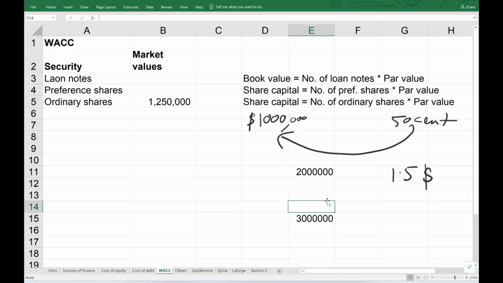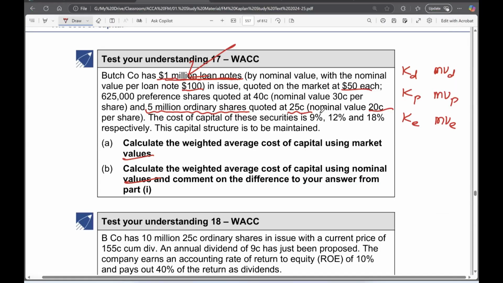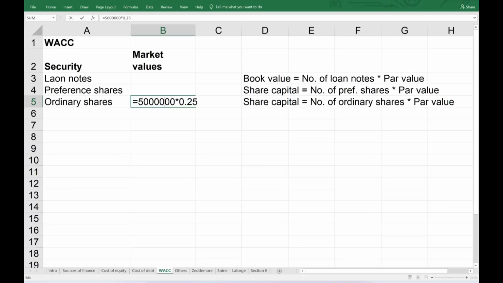Okay, this is a way to find it out, right? I hope you understand what I'm trying to explain. Not difficult, not so tricky, a very easy concept that you need to grasp. By the way, in this example in the exam, he gave us the number of shares, 5 million, quoted at 25 cents. Now, in a similar way, let's find the market value of the loan notes.